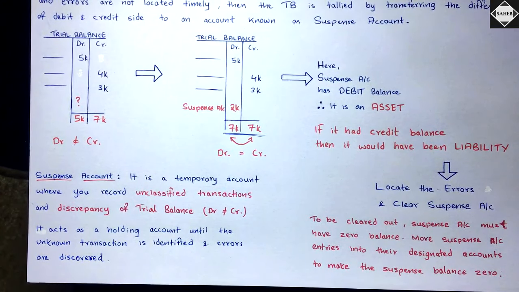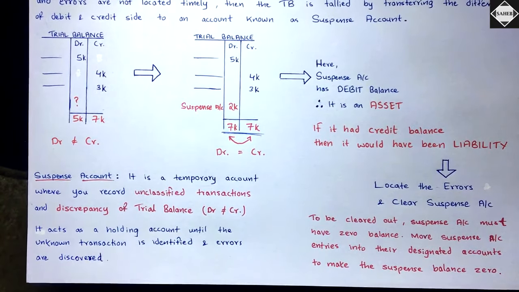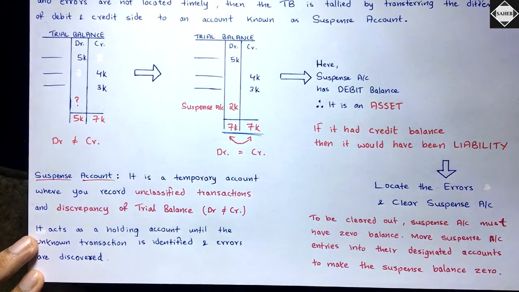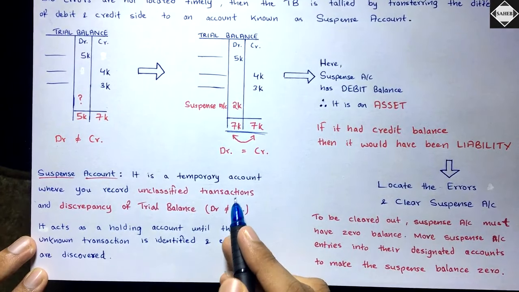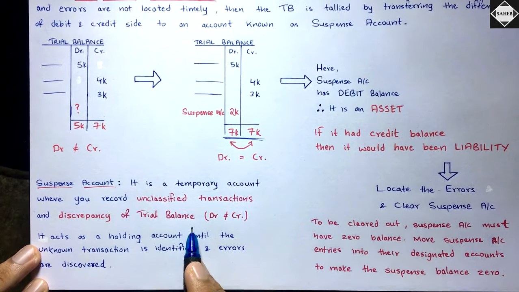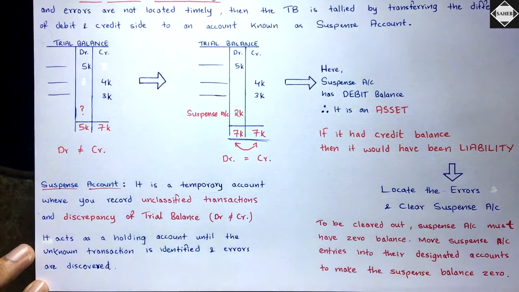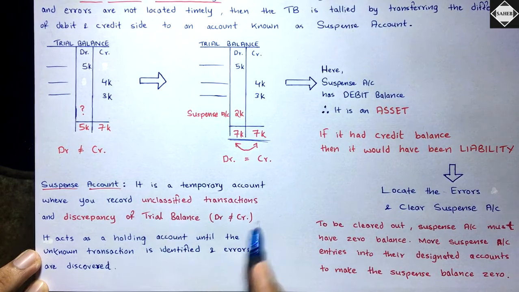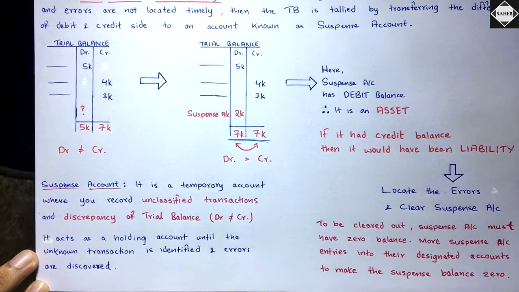So for maybe 2-3 days, that amount will lie in the suspense account. And then later, when you confirm with the customer and make the invoice and everything, and all that is confirmed, then you will transfer that 20,000 from the suspense account to the actual customer account, the debtor account. So that's how you deal with an unclassified transaction. The primary reason is discrepancy of trial balance, and the second reason is unclassified transactions. So the suspense account acts as a holding account until the unknown transaction is identified in the case of an unclassified transaction, and until errors are discovered in the case of the trial balance. Fine. So this is the main use of the suspense account.